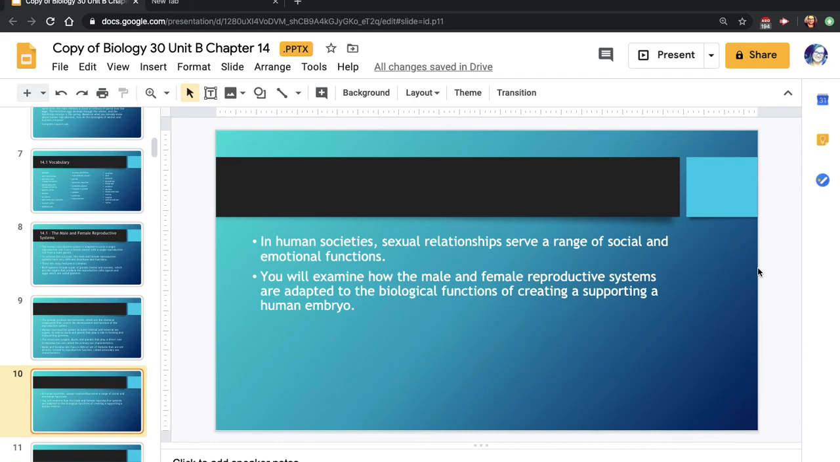In human society, sexual relationships serve a range of social and emotional functions. You'll examine how the male and female reproductive systems are adapted to the biological functions of creating and supporting a human embryo.